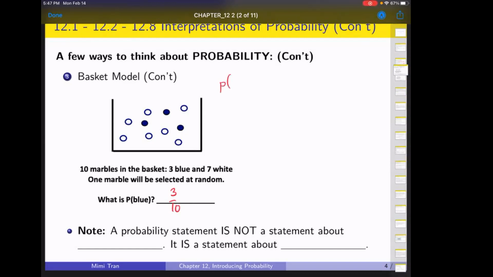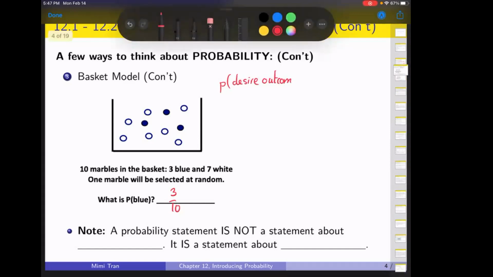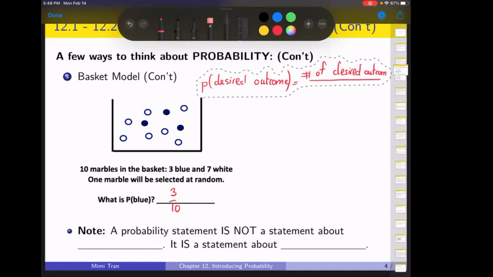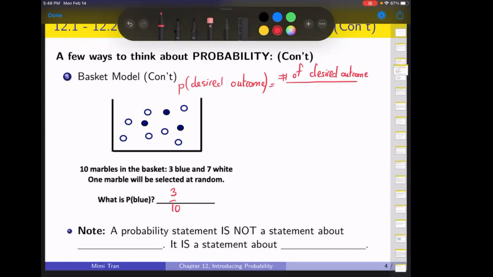The probability of the desired outcome is equal to the number of desired outcomes divided by the number of possible outcomes.